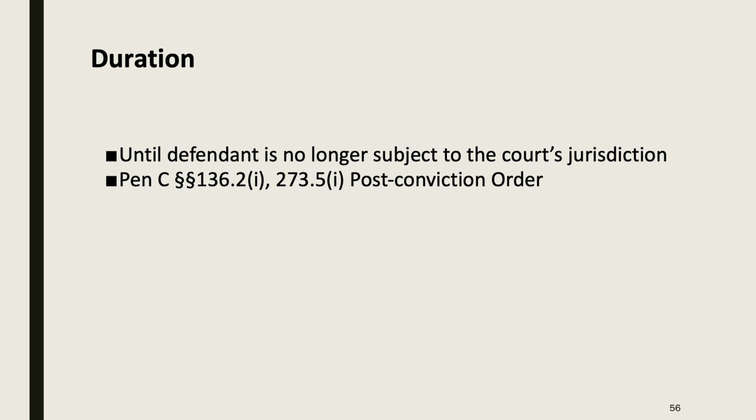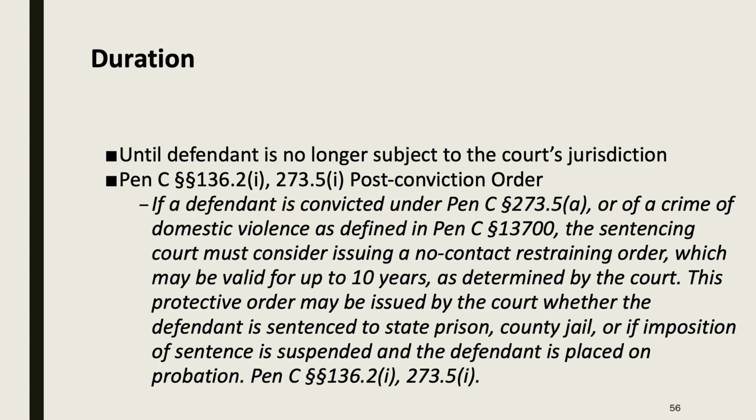So the post-conviction order, if a defendant is convicted under Penal Code 273.5(a), or of a crime of domestic violence as defined in Penal Code 13700, the sentencing court must consider issuing a no-contact restraining order which may be valid for up to 10 years as determined by the court. This protective order may be issued by the court whether the defendant is sentenced to state prison, county jail, or if imposition of sentence is suspended and the defendant is placed on probation.